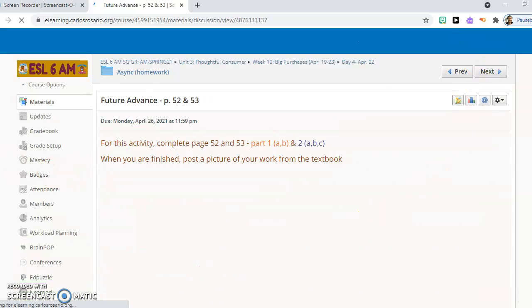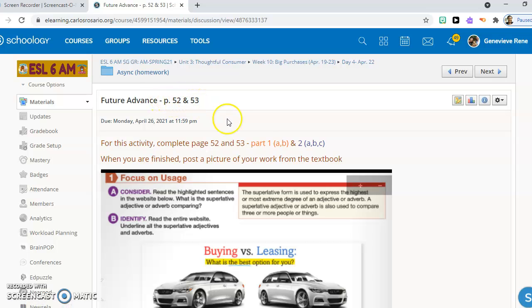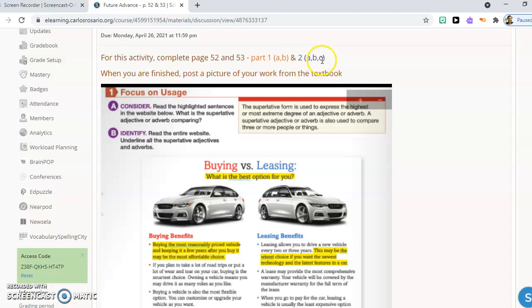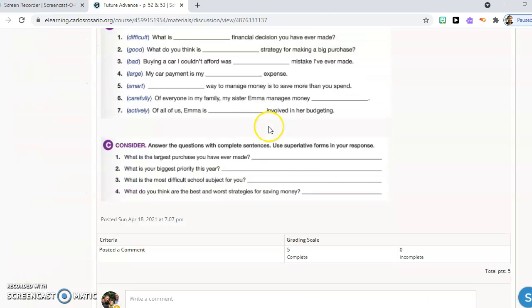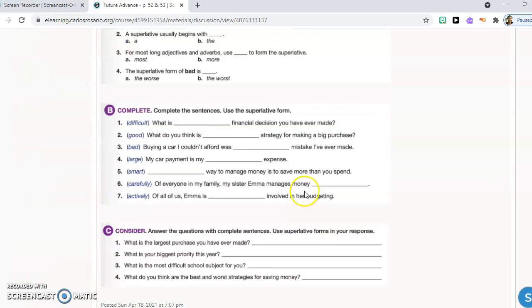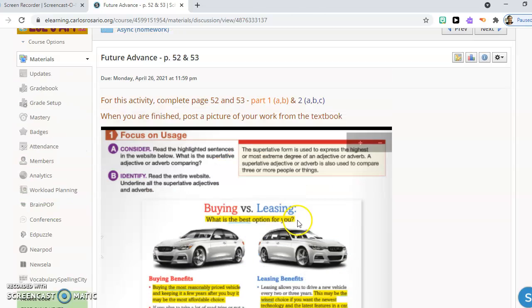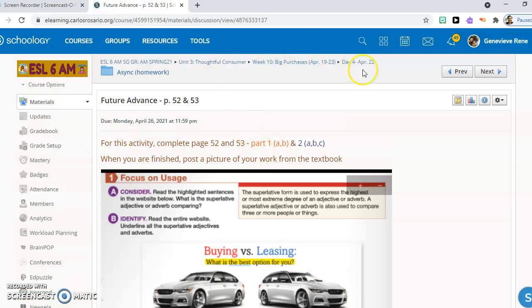Your next activity is in the book, page 52 and 53, part 1A and B, and part 2A, B, and C. When you're done, you take a picture and you upload. Please make sure your picture is clear so I can see the answers. And that's it for async.